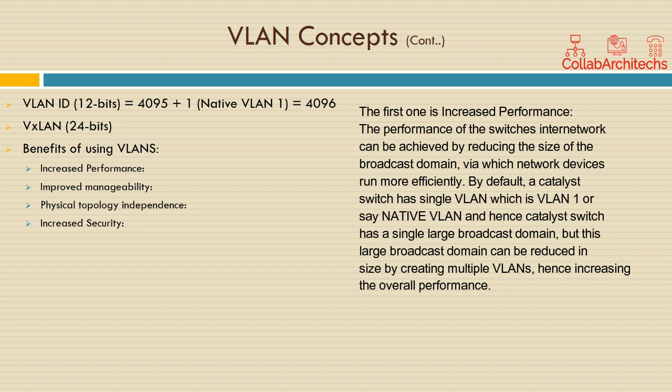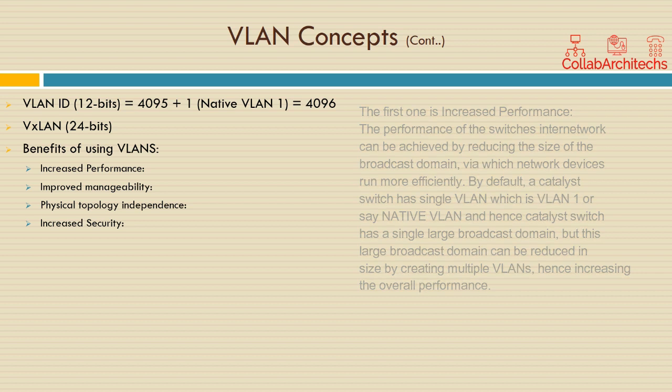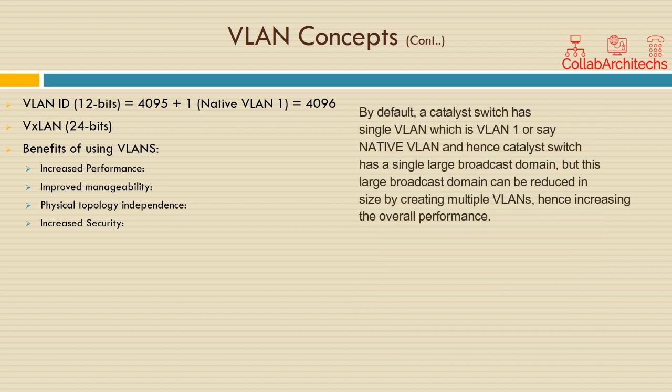The performance of the switch internetwork can be achieved by reducing the size of the broadcast domain, via which network devices run more efficiently. By default, a Catalyst switch has a single VLAN, which is VLAN 1 or say native VLAN, and hence a Catalyst switch has a single large broadcast domain. But this large broadcast domain can be reduced in size by creating multiple VLANs, hence increasing the overall performance.